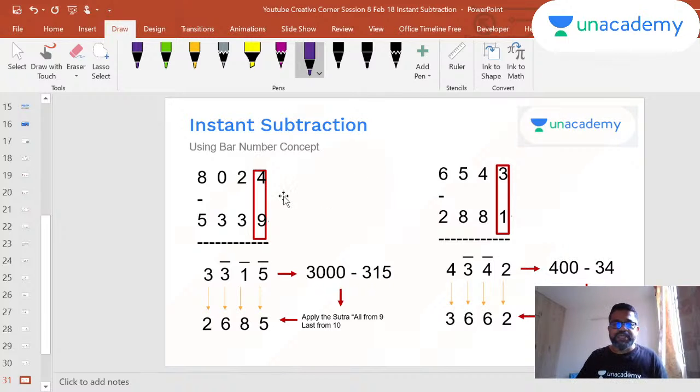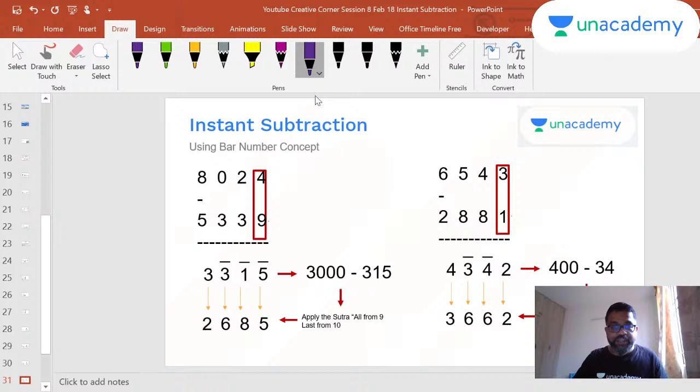Look at the longer numbers that are coming now. When you have longer numbers, you will see how useful the method is, right? Simply 9 minus 4 is a 5, 3 minus 2, 1, and 3 minus 0 is a bar 3. So 3000 minus 315, you've converted it.